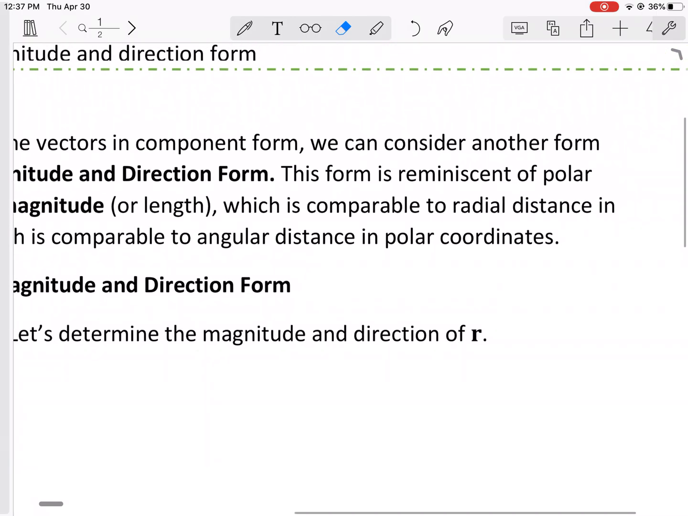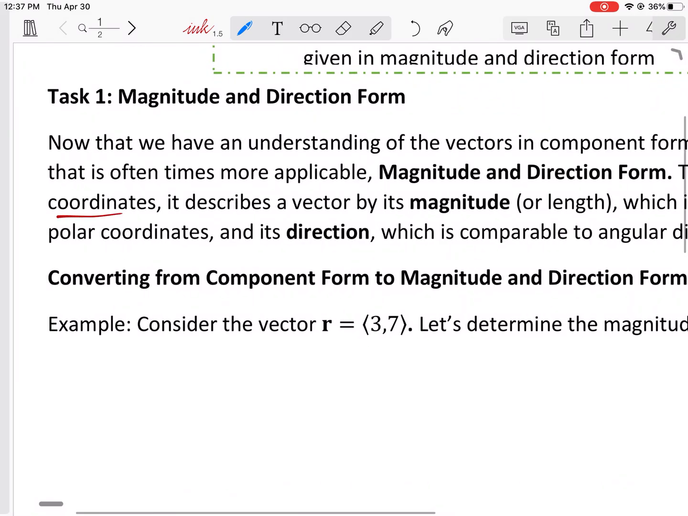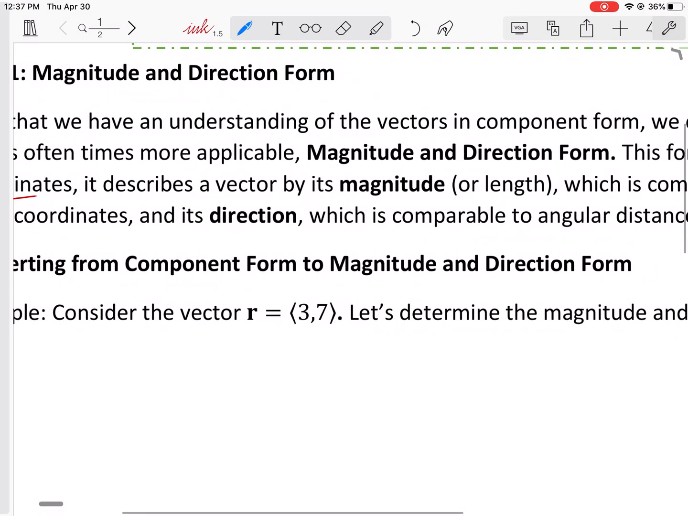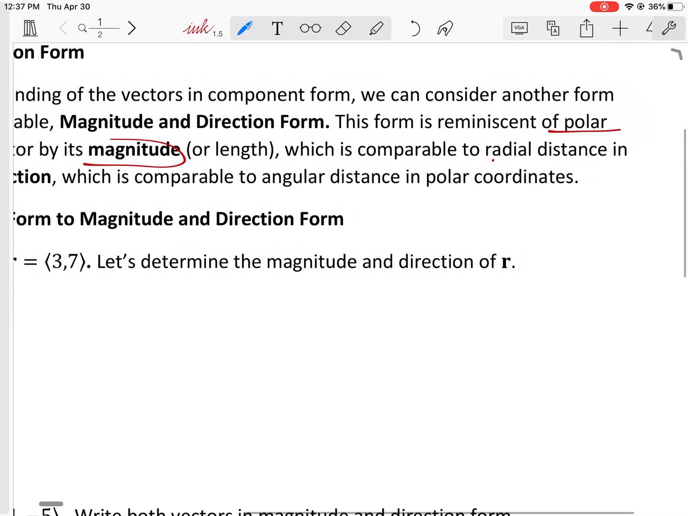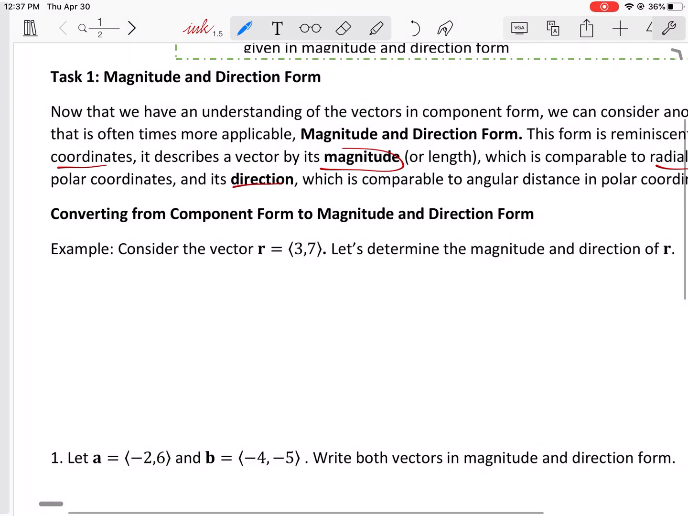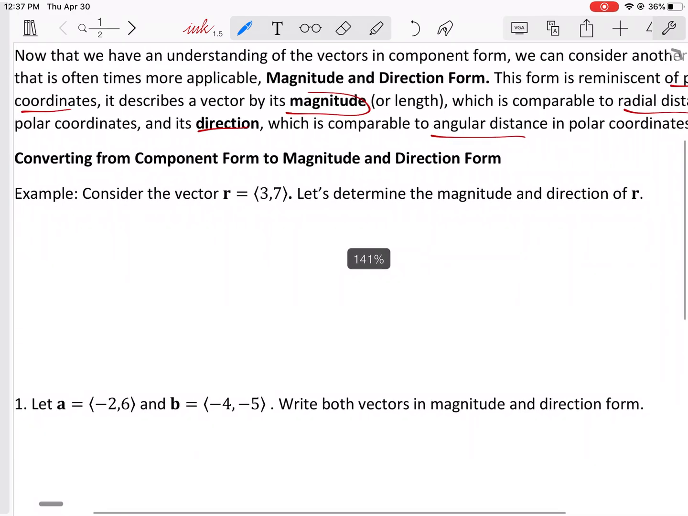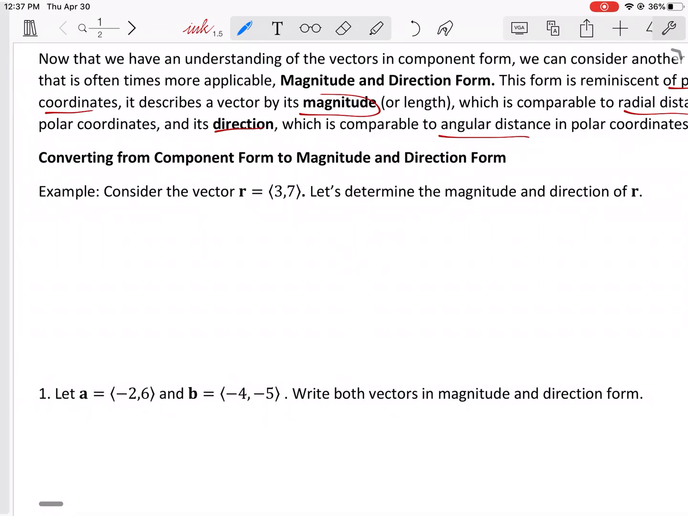Thing is, this form is reminiscent of polar coordinates. So it's very, very similar, in fact, almost the same exact thing. It describes a vector by its magnitude, which is comparable to radial distance when we talk about polar coordinates, and direction, which is comparable to the angular distance that we saw in polar coordinates. So first thing, we want to be able to convert from component form, which we've seen, to magnitude direction form.